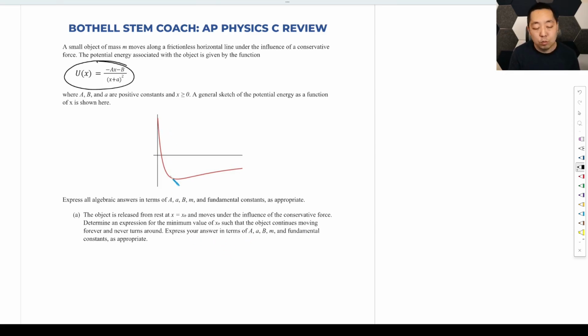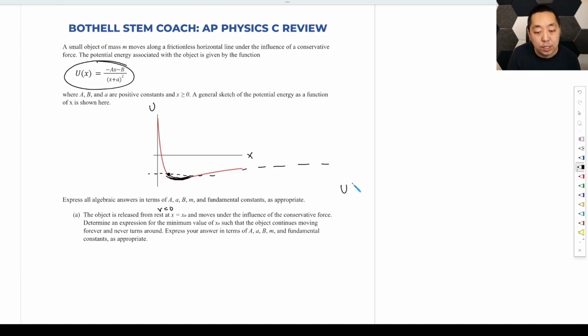So we're going to release it at rest, so the velocity equals 0 and there's no kinetic energy. It's going to start at some point, like let's say here. It can't exceed this amount of energy, because this is U versus x, so the total energy is going to stay down here. It's just going to oscillate between here and here. So if we want it to never go back, we want to look at the energy down here.